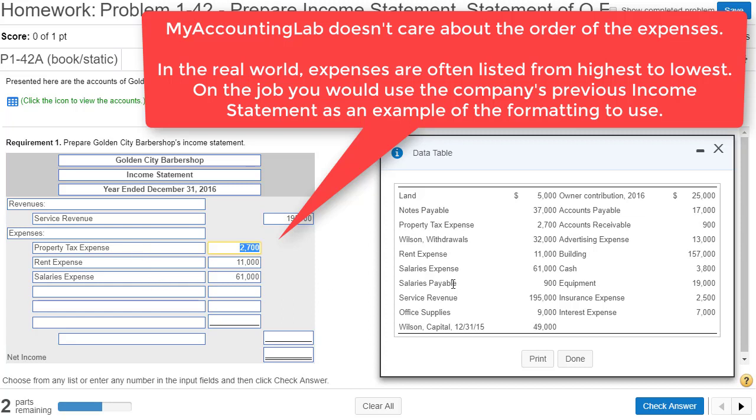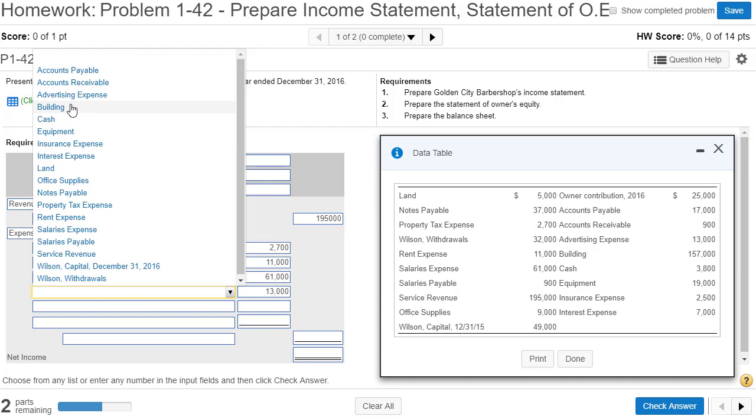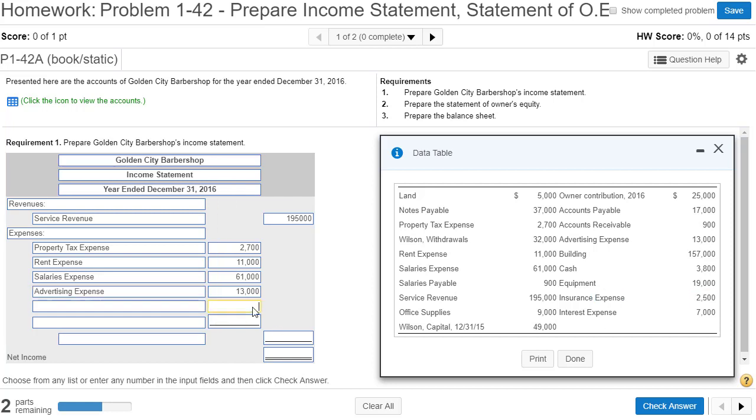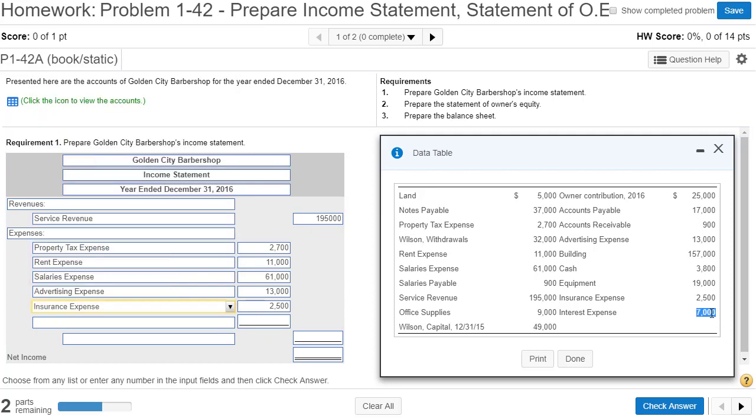So what else we got? We got advertising expense, so $13,000. And then after advertising expense, we have insurance expense, $2,500. And then we've got interest expense, $7,000.